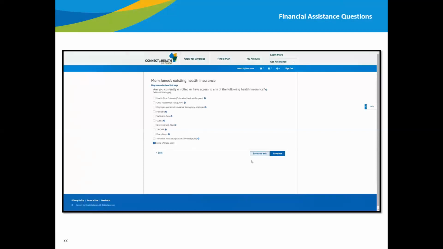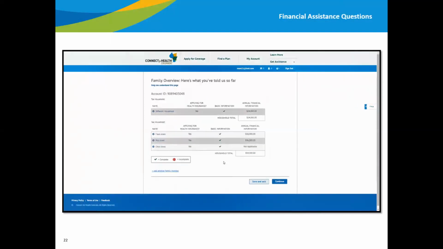Clicking the continue button will then evaluate, or ask for, individuals who might have existing health insurance. So again, keep in mind that the eligibility requirements have not changed, only the online application has changed. So if an individual has access to existing health insurance, they may not be eligible for either advanced premium tax credits or a qualified health plan.